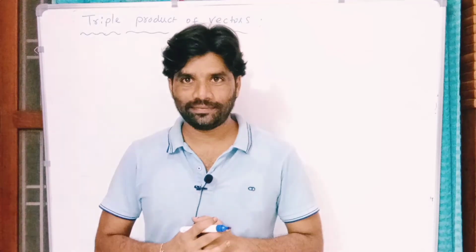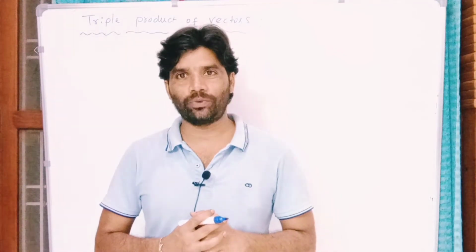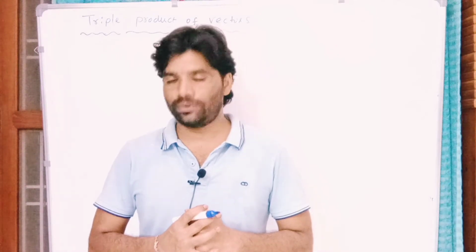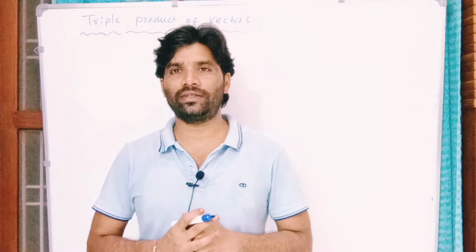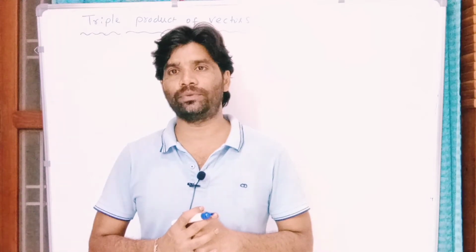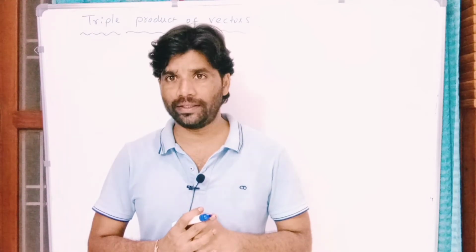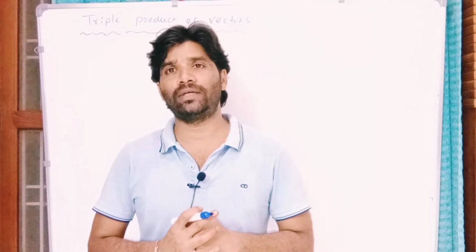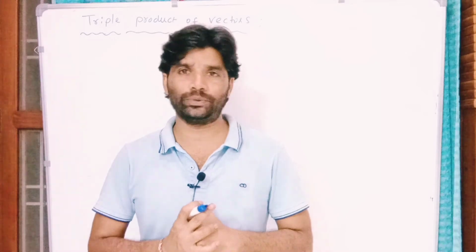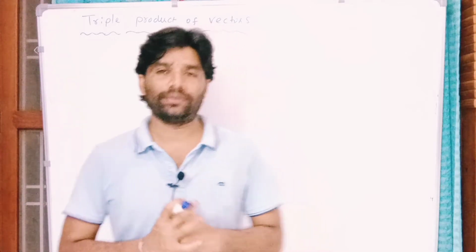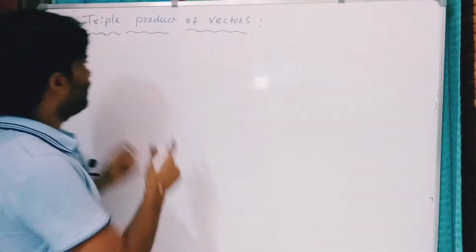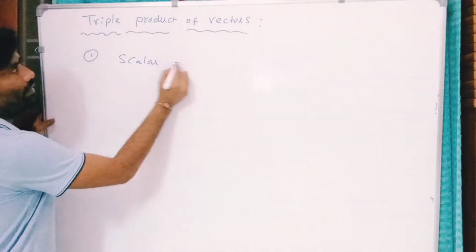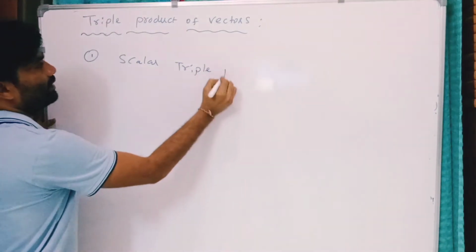Hello everyone. In today's class I am going to explain the triple product of vectors. So far we have discussed the dot product and cross product of only two vectors. They explain multiplication of only two vectors. But we can also multiply three vectors together in two different ways. Those are scalar triple product and vector triple product.